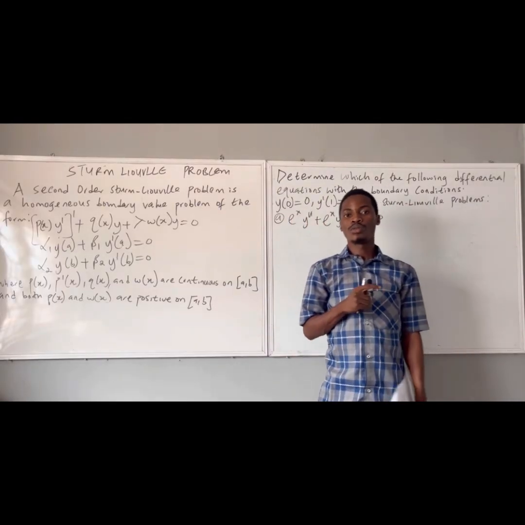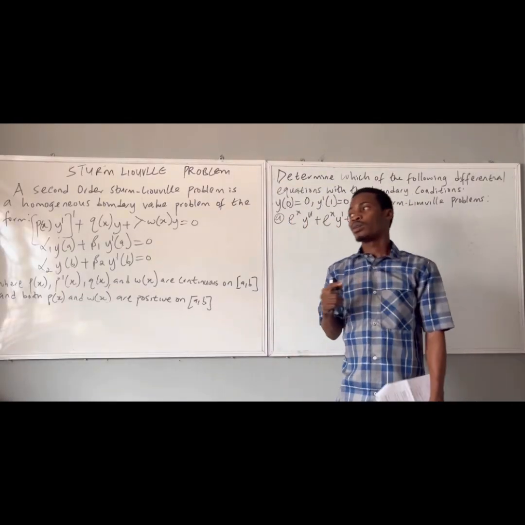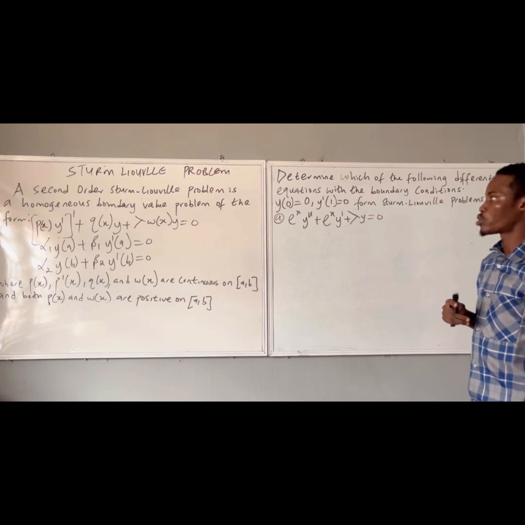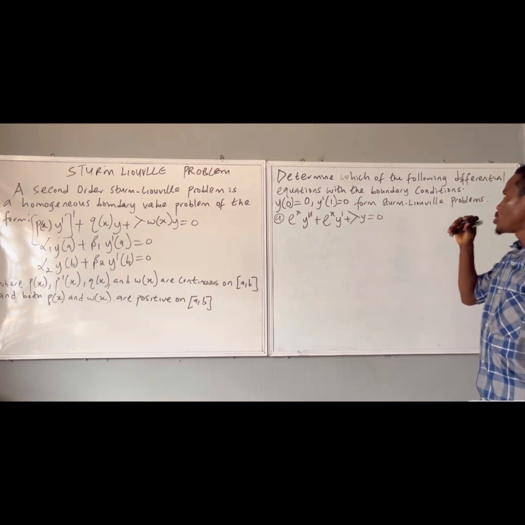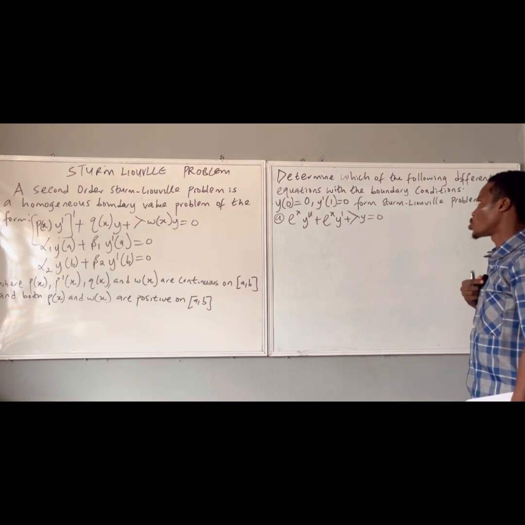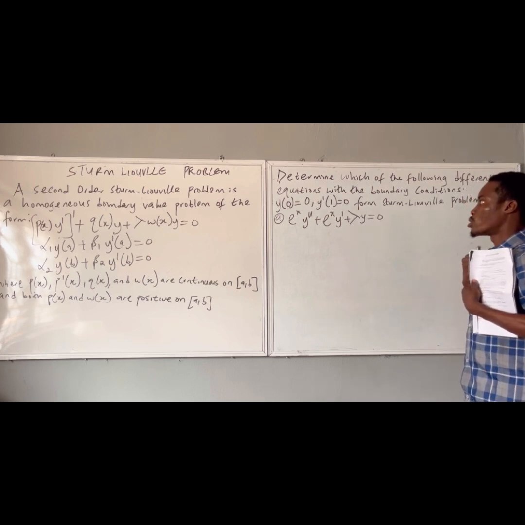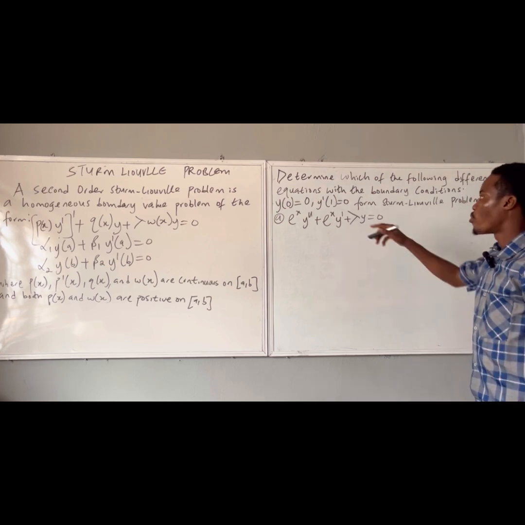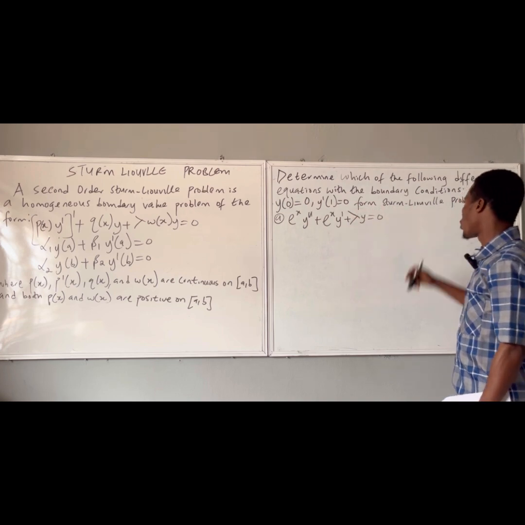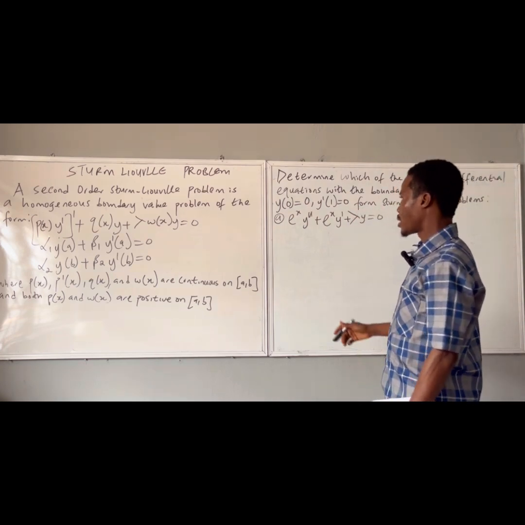In today's video, we have a problem on the board that is a Sturm Liouville problem. So let us consider this. Determine which of the following differential equations with the boundary conditions y of 0 is equal to 0, y prime of 1 is equal to 0 form a Sturm Liouville problem. We want to consider some questions.